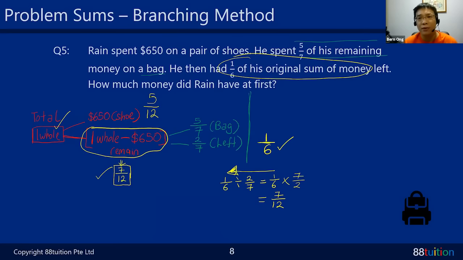Can? Because 7 plus 5 is 12, right? Yeah, one whole is 12 over 12. You can write it as that. 7 over 12 belongs to the bottom portion. That means the remainder, 5 over 12, belongs to the shoe.